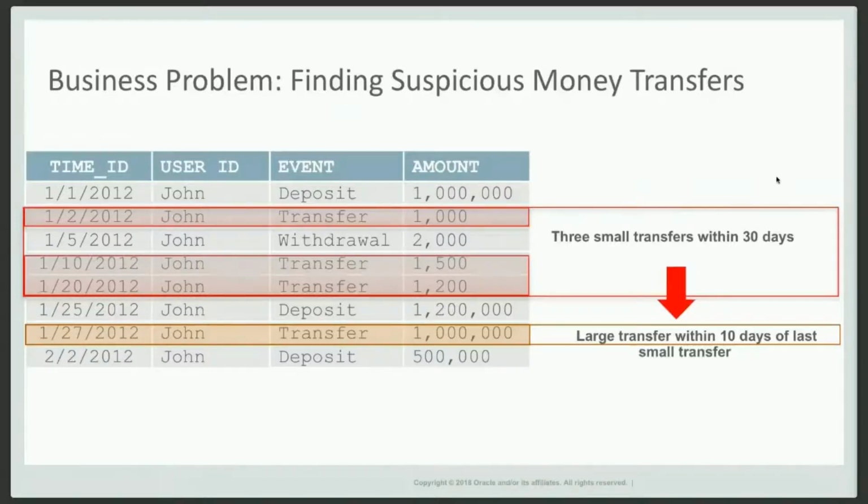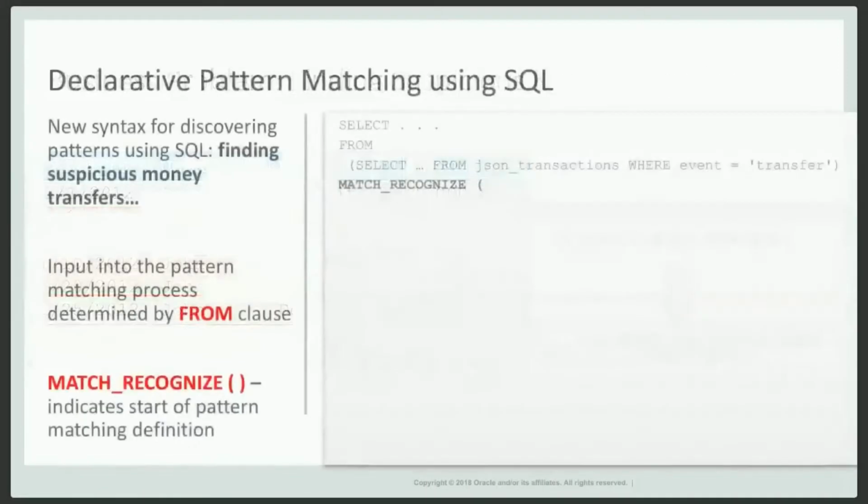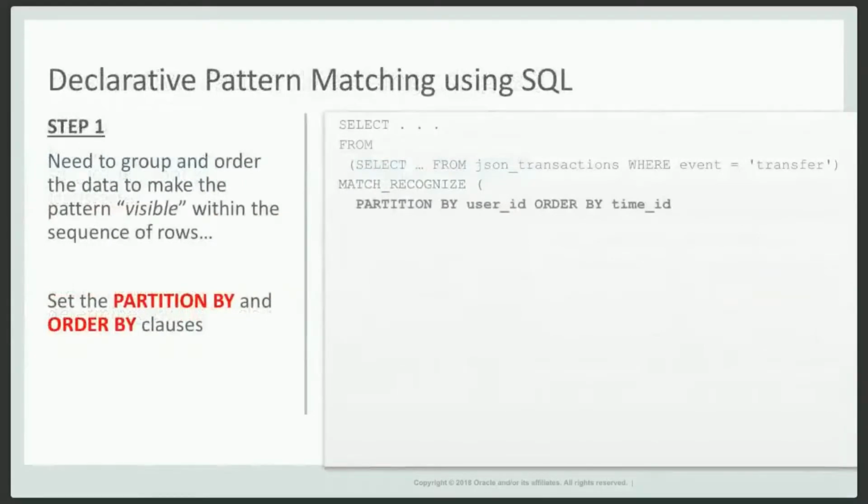Then I need to order those transfers because I'm looking for data within 30 days and within 10 days, which implies that I need to have some sort of ordering here. So I'll need to order by time. So that, if you like, gives us our first two elements that need to go into our match recognize: partition by and order by. They make the pattern visible to match recognize.